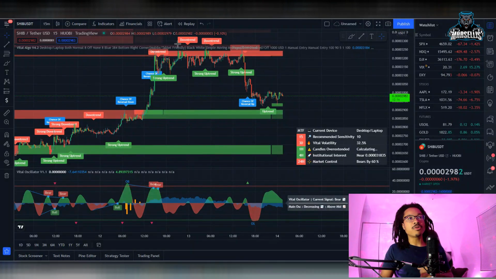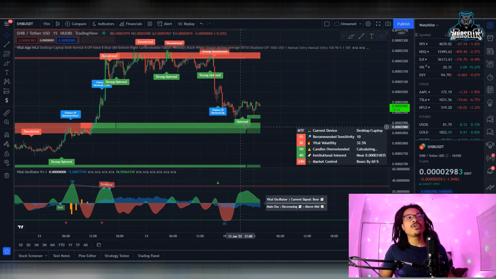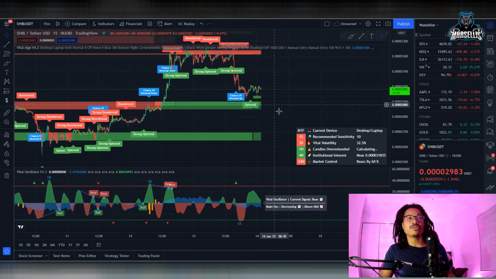Now, let's keep going over the technicals for Shiba Inu. Right here, you see the demand area. We just bounced off it. So we have two scenarios. Like I said, there's always two scenarios that could happen.